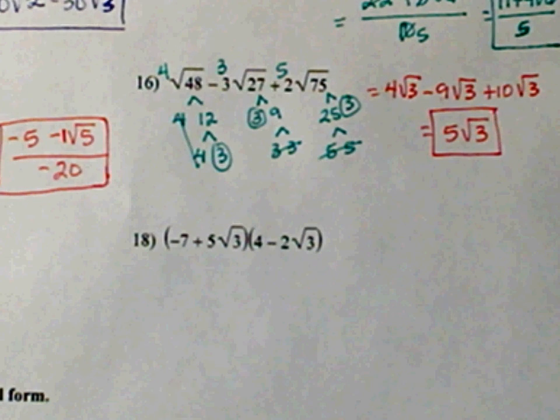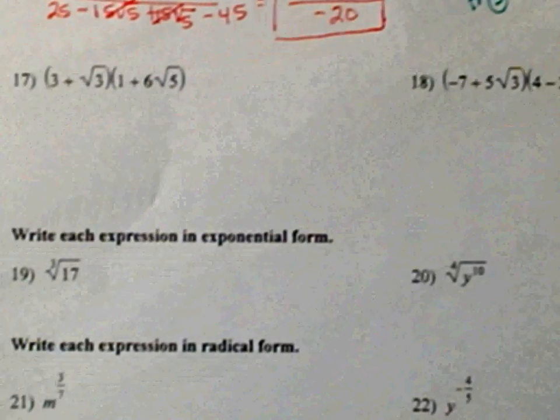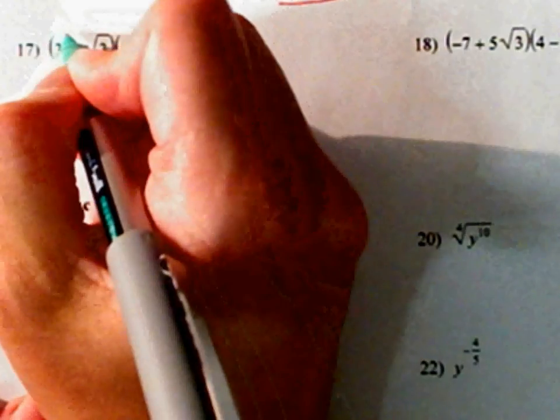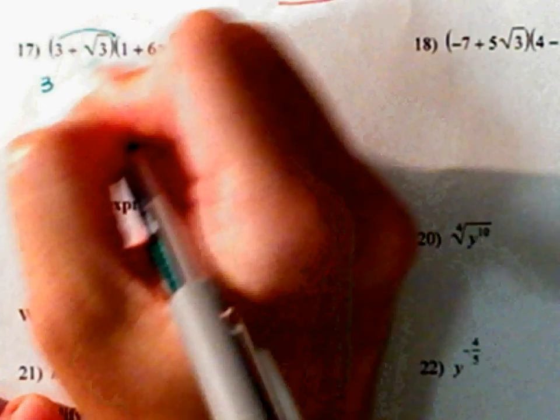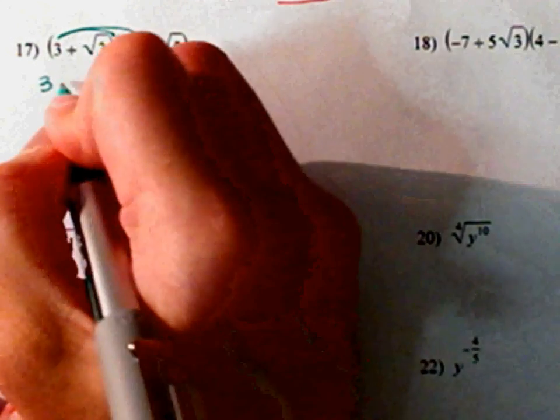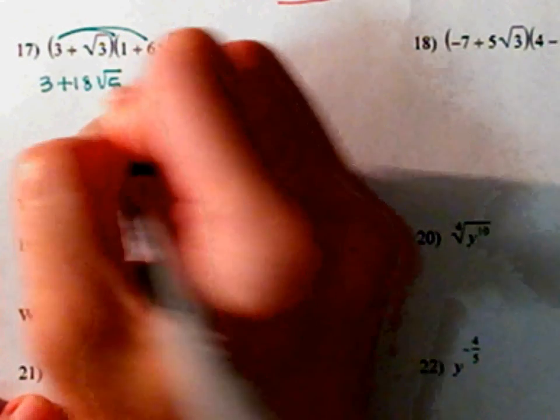Number 17, you are going to be multiplying. 3 times 1 is 3. 3 times 6 is 18. Carry over your square root of 5. Okay?